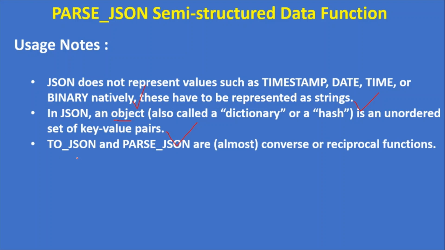TO_JSON and PARSE_JSON are converse or reciprocal functions. Please note that there is a bit of difference between TO_JSON and PARSE_JSON. TO_JSON is a convert function which converts the JSON document into a string, whereas PARSE_JSON converts a string into a JSON document in the form of the variant column data type. So let's see the same in action.